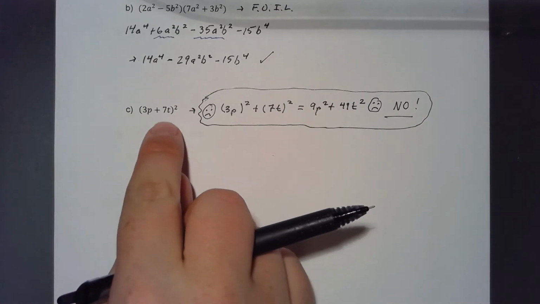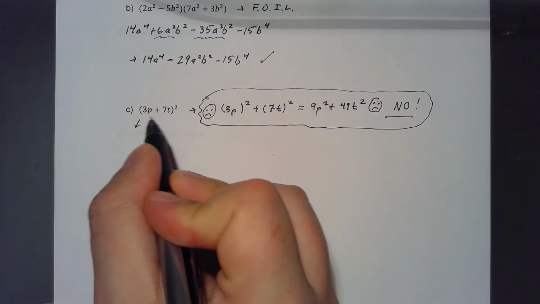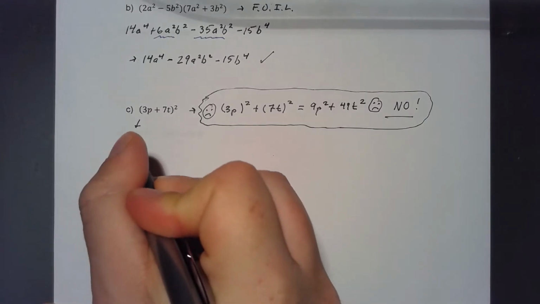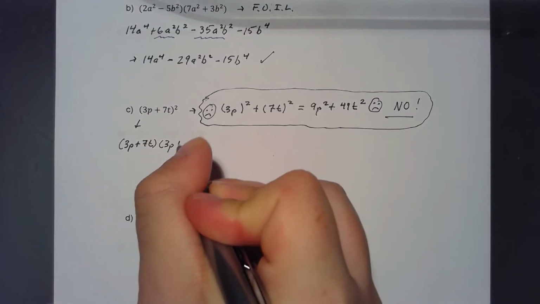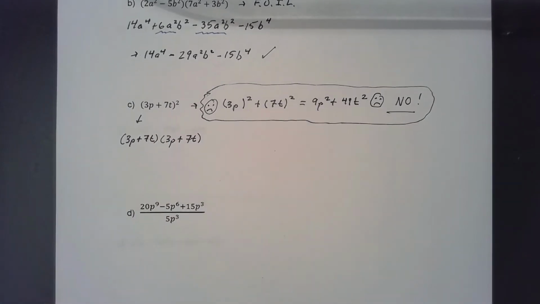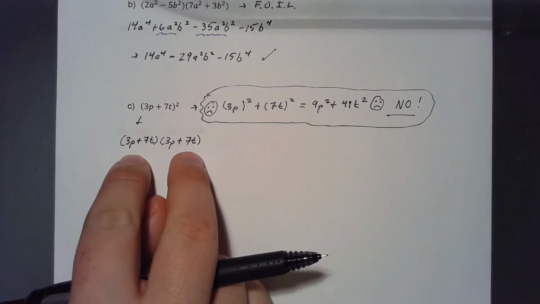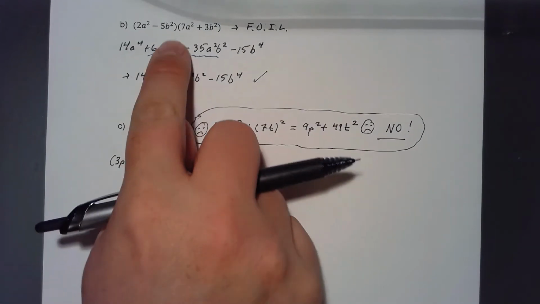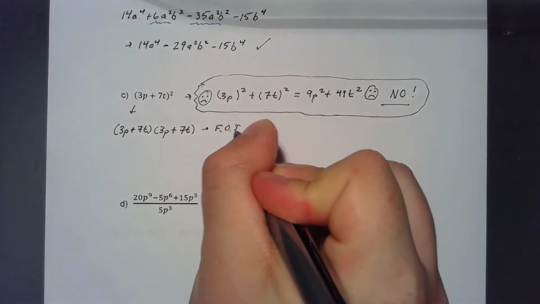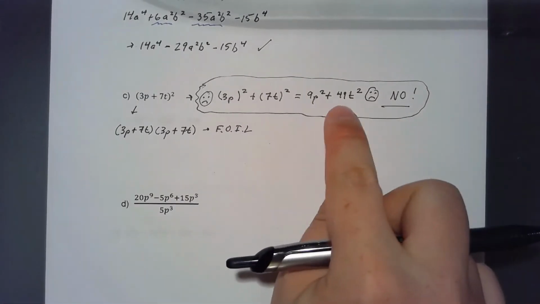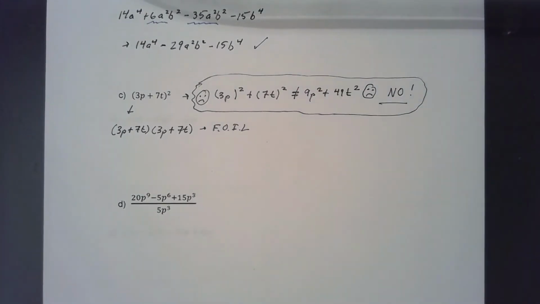You have to write this out term by term. The power 2 means I have 2 factors of 3p plus 7t. So what I really have is (3p + 7t) times (3p + 7t). Basically I have two binomials, and how do I multiply two binomials? You FOIL it. You'll see in a minute that when I FOIL this, it'll be nothing like that, which is just incorrect. Those are not equal.